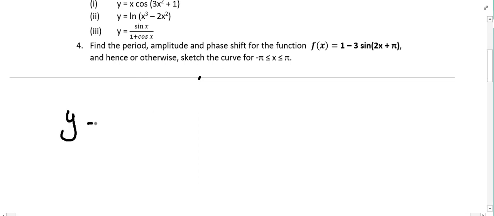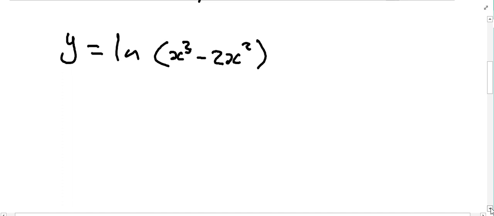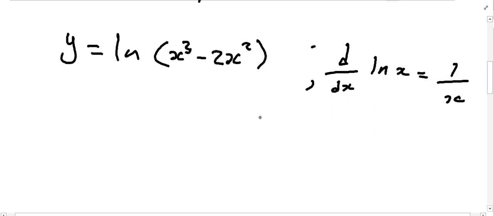Okay, so the function is y is equal to ln(x cubed minus 2x squared). That is our expression. For us to work out this one, you need to know that the only thing that we know is dy/dx of ln x is 1 over x. But we don't have something like that. Because we don't have that, and that makes this expression complex, we're going to use the chain rule.